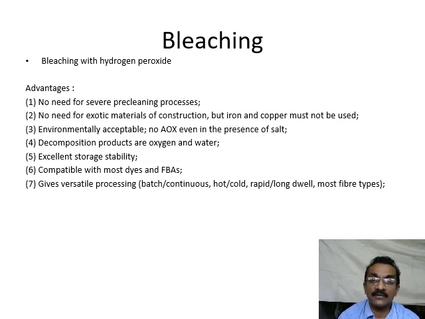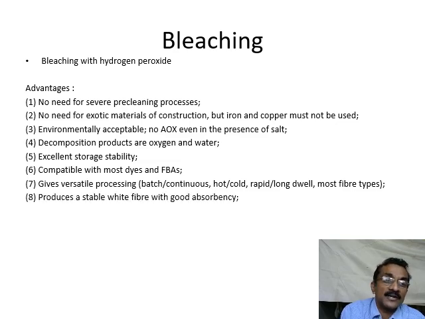So here the majority of fibers are very compatible with this bleaching method, because many different process methods are practically possible with hydrogen peroxide. Then the product produces a stable white fiber with good absorbency. Whenever the scoured fabric is taken for hydrogen peroxide bleaching, along with the scouring agent or alkali, when it boils the fabric, whatever residual hydrophobic impurities are there are completely removed and we get a very good absorbent fabric.